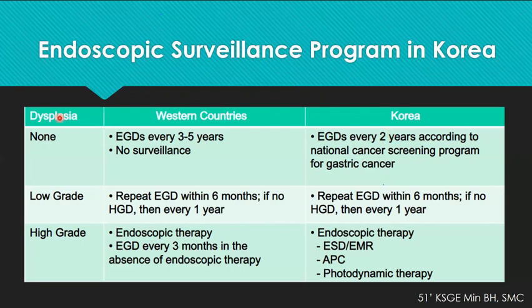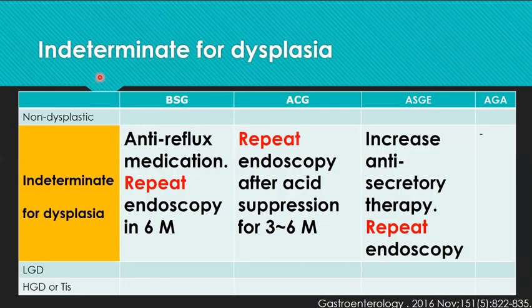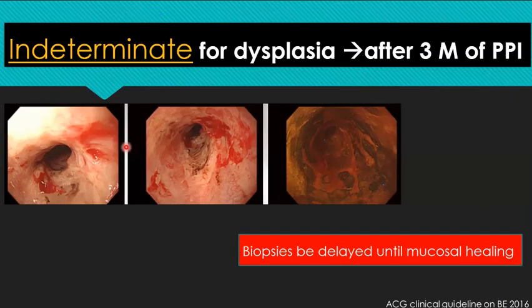There is one interesting category for Barrett's esophagus: indeterminate for dysplasia. This is not Barrett's, but looks Barrett's-like. It's quite common; I'm sure many of our colleagues have already experienced those things. The biopsy usually doesn't say it's Barrett's because it is indeterminate for dysplasia. In this case, give PPI for 3 months, and it's gone. So this is not Barrett's.